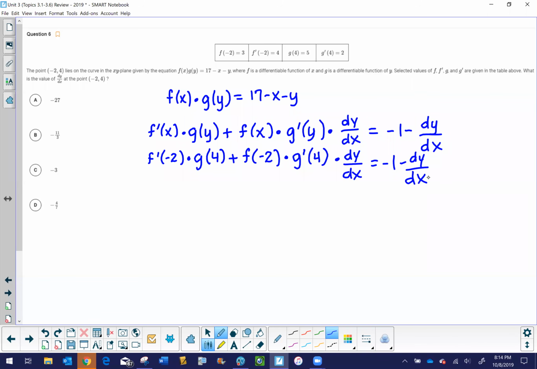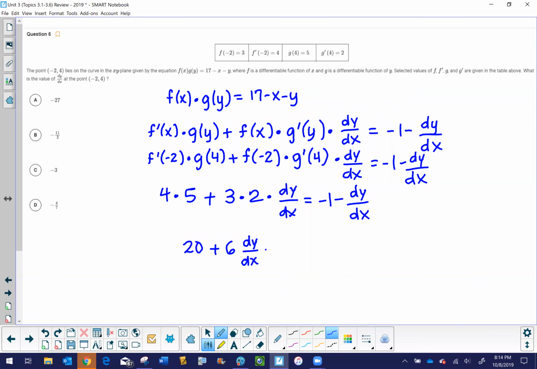Again, you're going to have to squint to read some of these values, but f prime of -2 is 4. g of 4 is 5. f of -2 is 3. g prime of 4 is 2. Then we've got the dy over dx. And on the right side, -1 minus dy over dx. So just really take your time. Be careful with your terms. 20 plus 6 dy/dx equals -1 minus dy/dx.